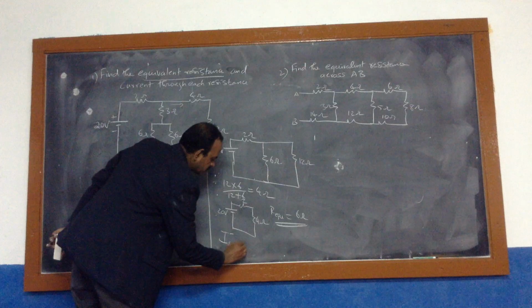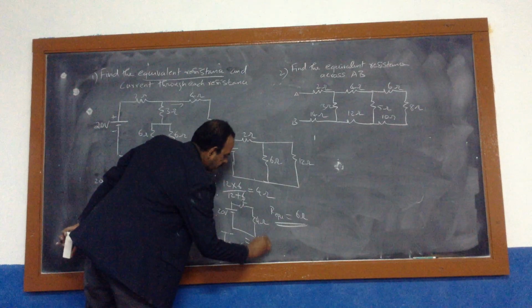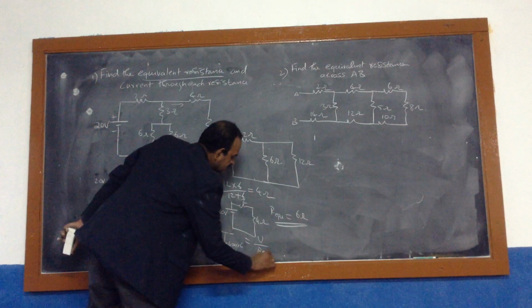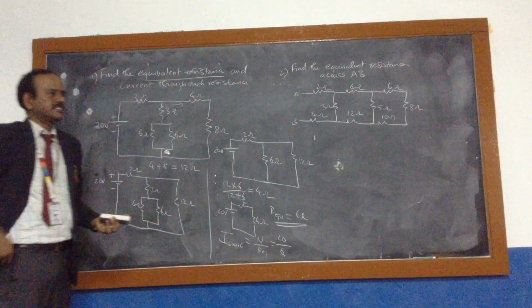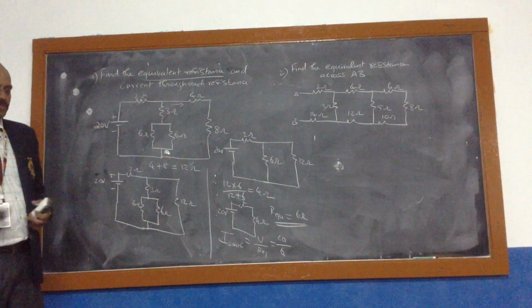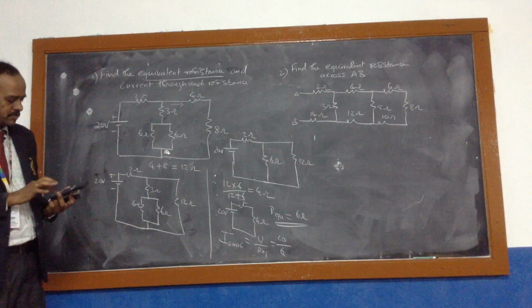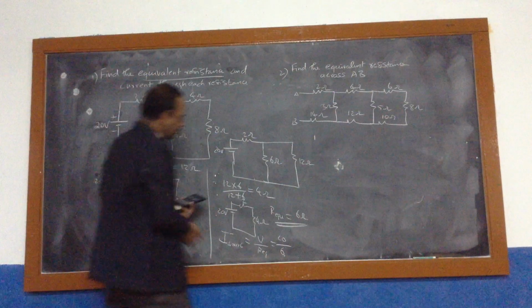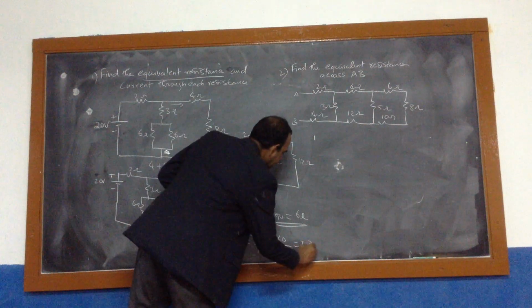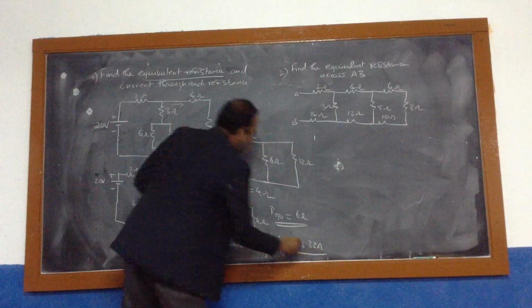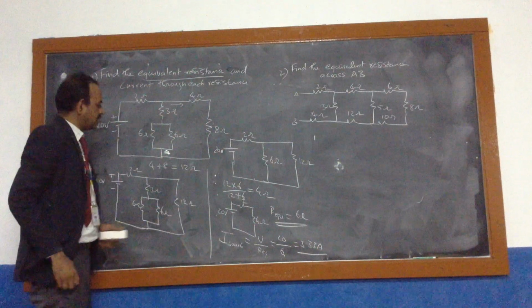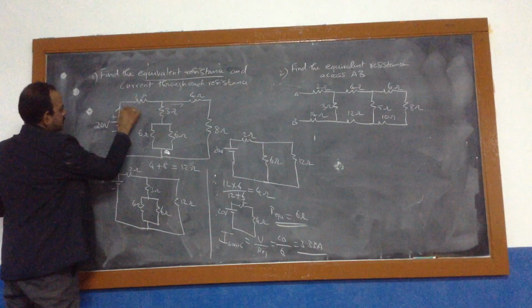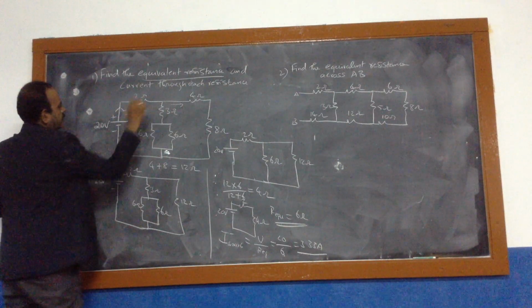Current supplied by the source is equal to supply voltage divided by equivalent resistance. Supply voltage is 20, and equivalent resistance is 6 ohm. So we get almost 3.33. So this is the current supplied by the source. We got the current supplied by the source, which is 3.33 amps.